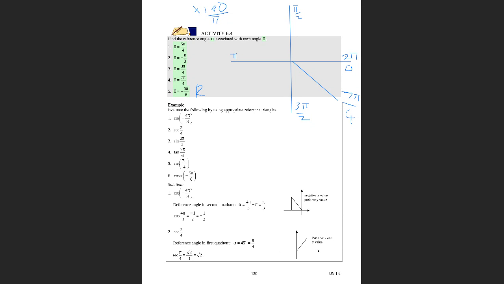So that means that your ref angle is going to be 2 pi minus 7 pi over 4, which will give us pi over 4. Are there any questions?